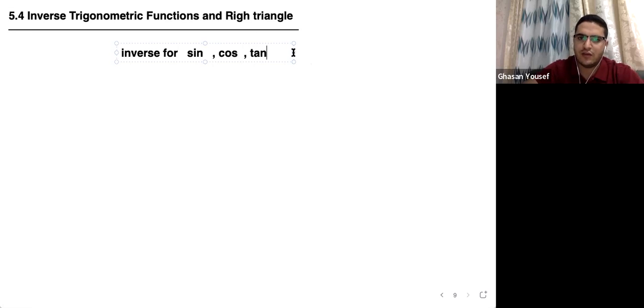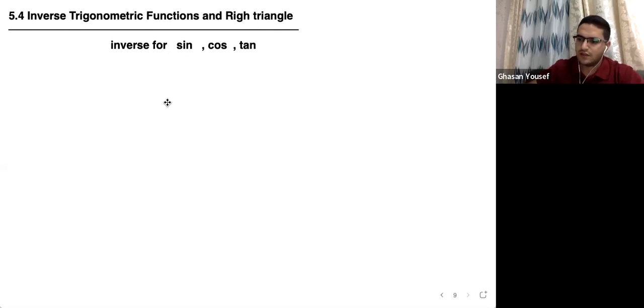We're going to learn how to find the inverse for these functions. First of all, you should know the sine inverse of x equals y. This is exactly the same as if you take the sine of both sides, you will get x equals sine of y. If you take the sine of both sides, you will get sine of y equals x only.